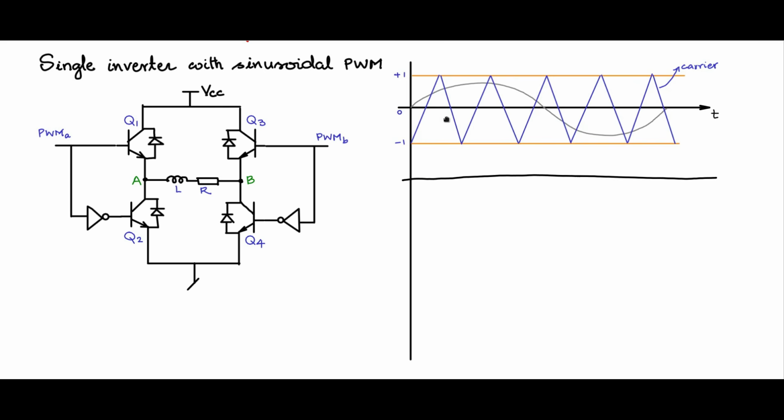So next, let us plot the waveform that you get, PWM A. So we will plot PWM A.